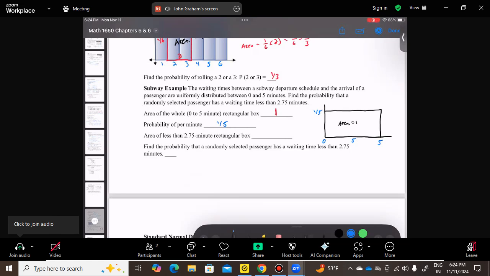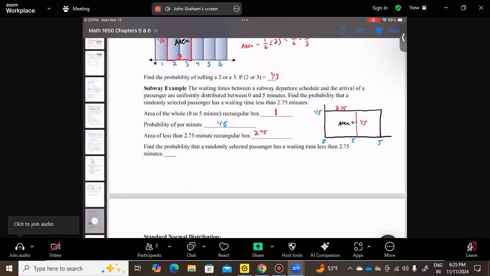Now we want to see what the area is for less than 2.75 minutes. That's just above halfway, so maybe about here. So this is 2.75, and this is still 1/5. So 2.75 times 1/5, and we get 0.55 or 55%. I can put the 55% down here. And that's how we're finding the probability.